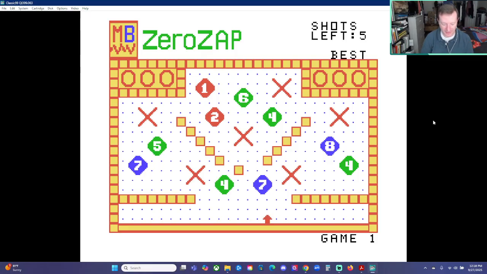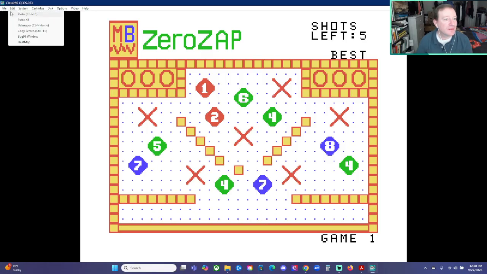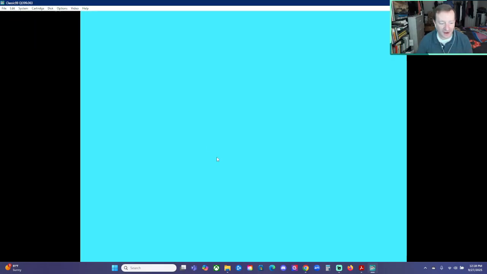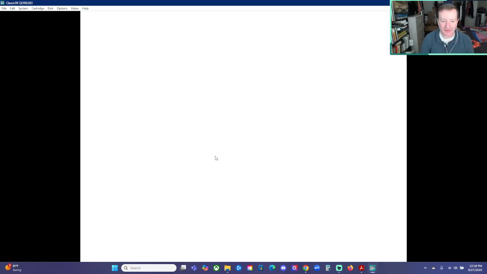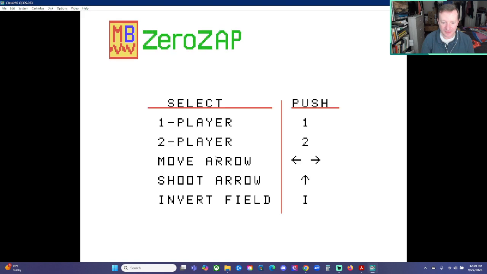Gotta remember how to shoot here. Uh-oh, I forget. 1 second here. Let me reset this. I forget the controls. I'm using the emulator, I'm not using the original hardware, so I gotta remember how to... Okay, shoot the arrow upward. Okay, got it. Let me get into the game here.